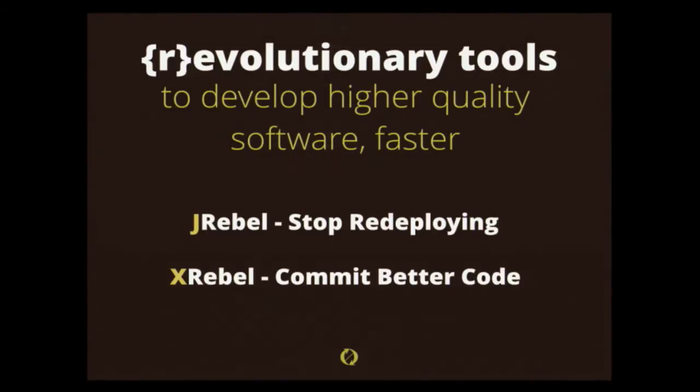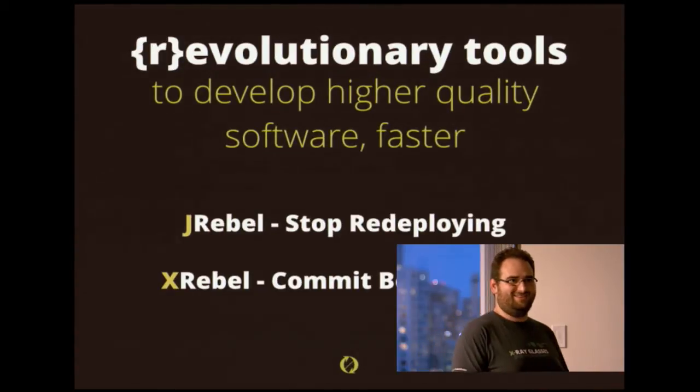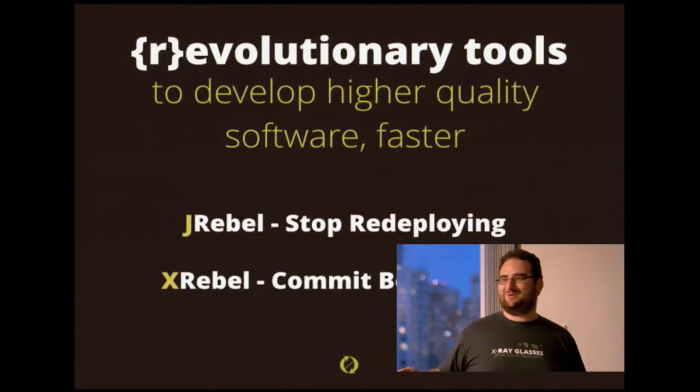So what Zero Turnaround does is we basically provide revolutionary tools to help you develop higher quality software faster. And what that gives us are JRebel, which is our 7-year-old product, 7 years old as of last week, actually. That's the anniversary of the first version, which had a different name, different code base, completely different functionality and features. So it's 7 years old. And XRebel, which is, I think, 2.5 months old now. So this is the first time anyone is speaking in public about XRebel that is not in Estonia, which is where our companies are based.